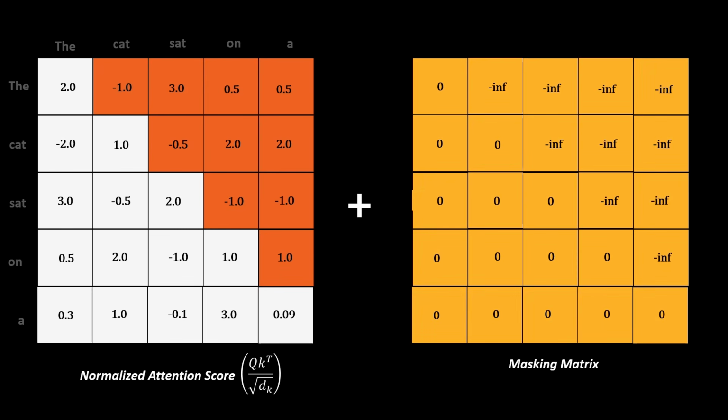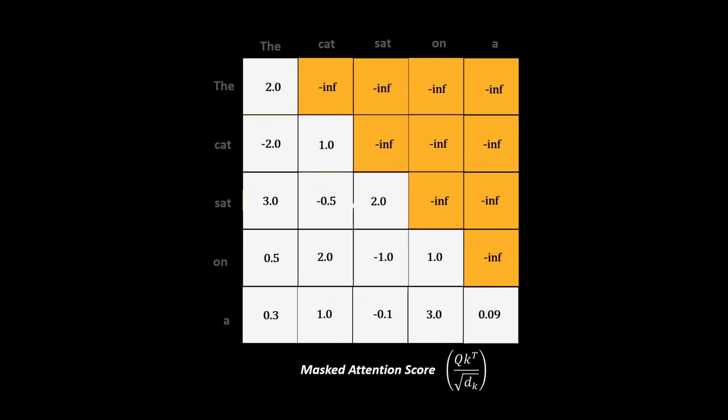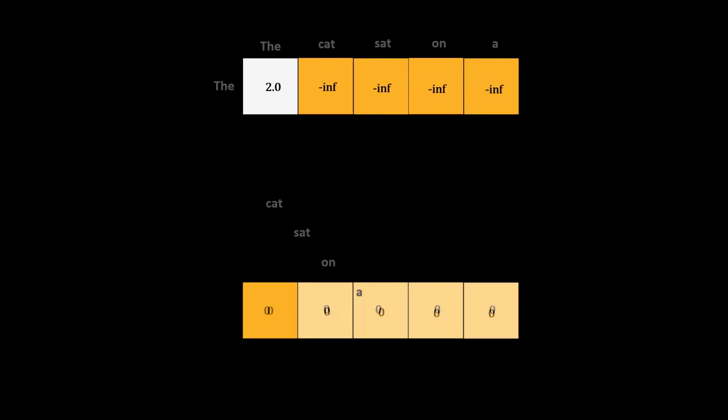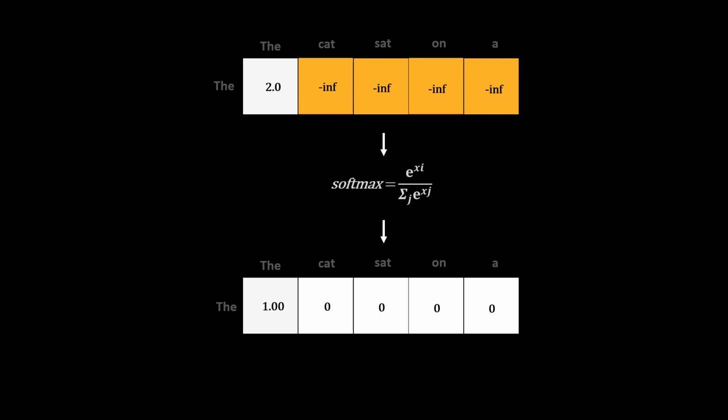This mask contains negative infinity values in the positions where tokens should not attend. We then add this masking matrix to the original attention score, effectively replacing the values that represent attention to future tokens with negative infinity. The reason we use negative infinity is that when we apply softmax, these values will effectively be ignored and become 0, ensuring that the tokens do not assign any weight to future tokens.